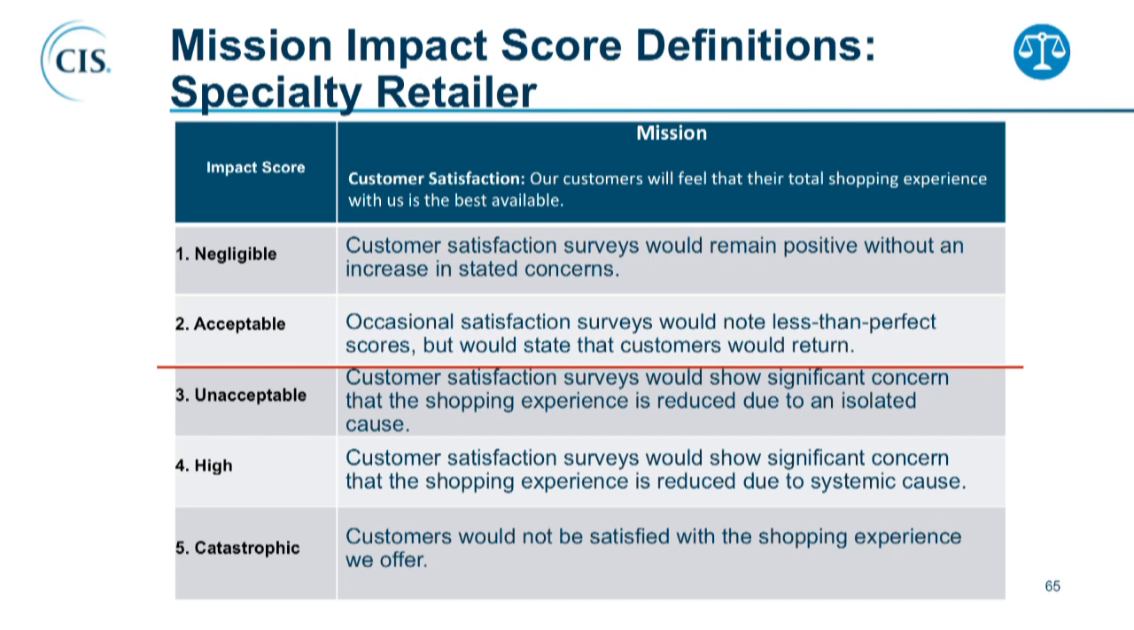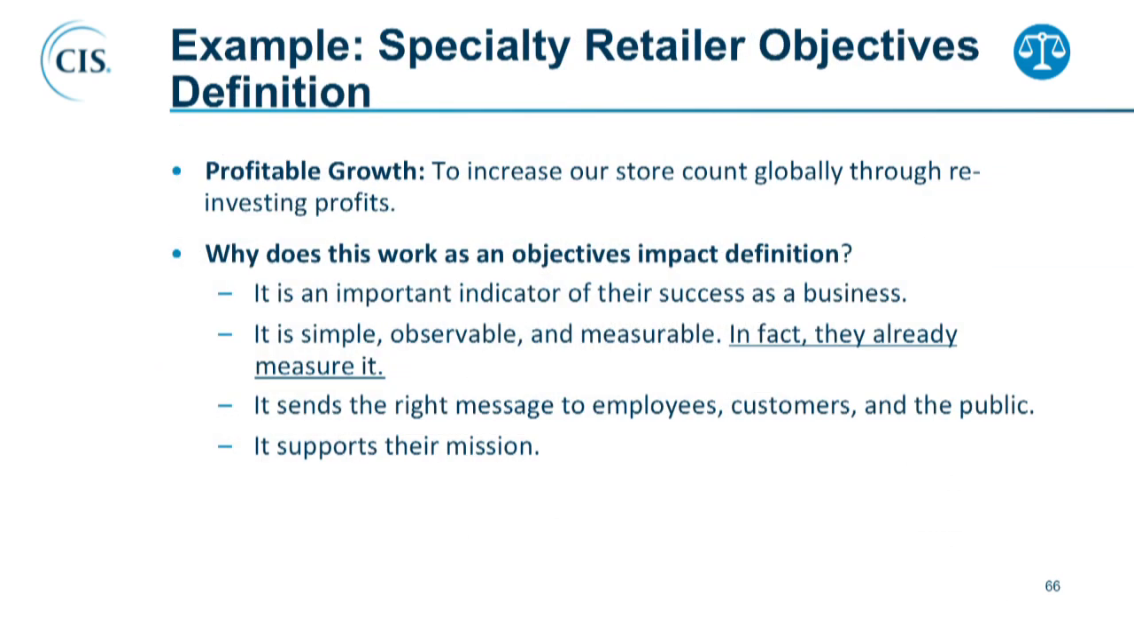Let's move ahead pretty quickly now. We'll go through this next one fairly quickly, but the objectives definition: profitable growth. Perfectly legitimate objective for a business. Why does it work? Same reasons the others worked. It's an important indicator of their success as a business. It's simple, observable, and measurable. They already measure it. It sends the right message to employees and customers, and it is distinct from their mission, but it supports it.